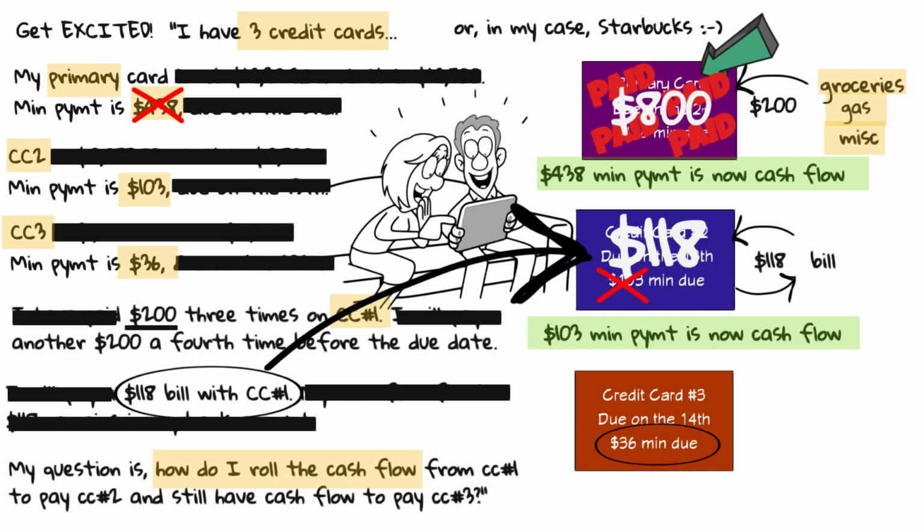Again, that gives you the money to make sure all the bills are paid. And then you funnel, you redirect those minimum payments that were met with the miscellaneous bills. You redirect those minimum payments all to your primary card to get that one paid down as fast as possible.